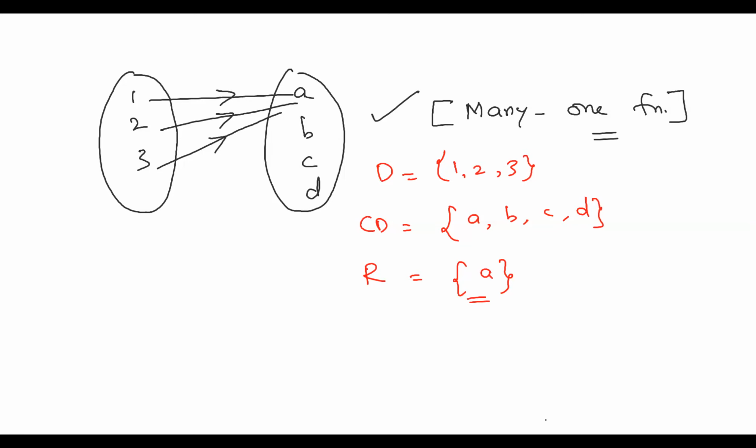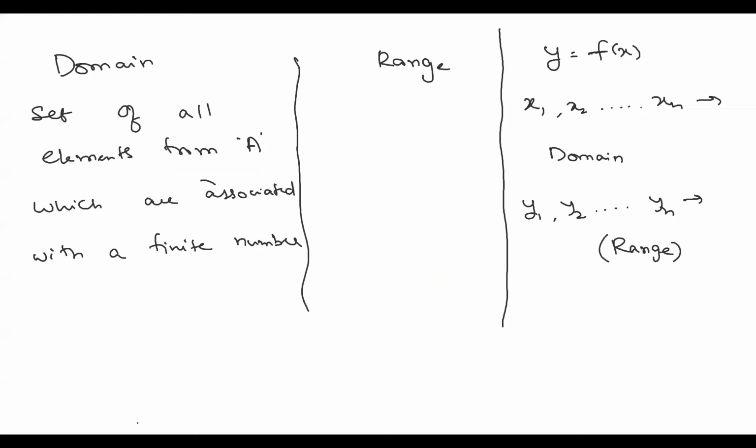Now let's get into the real problem. Suppose there is a question like this: f of x is equal to 1 divided by square root of x minus 5. Now for this, we need to find the domain and range. How do we do this?